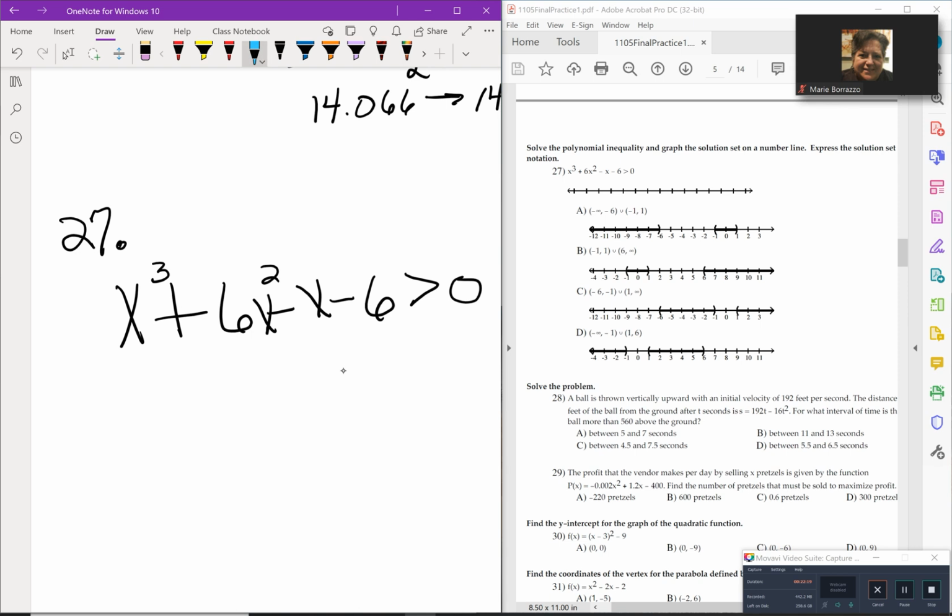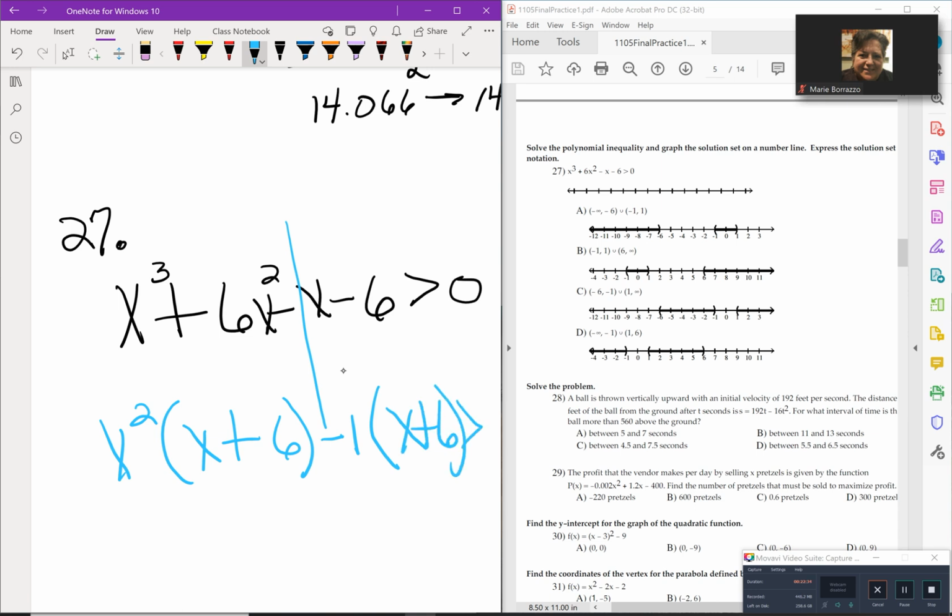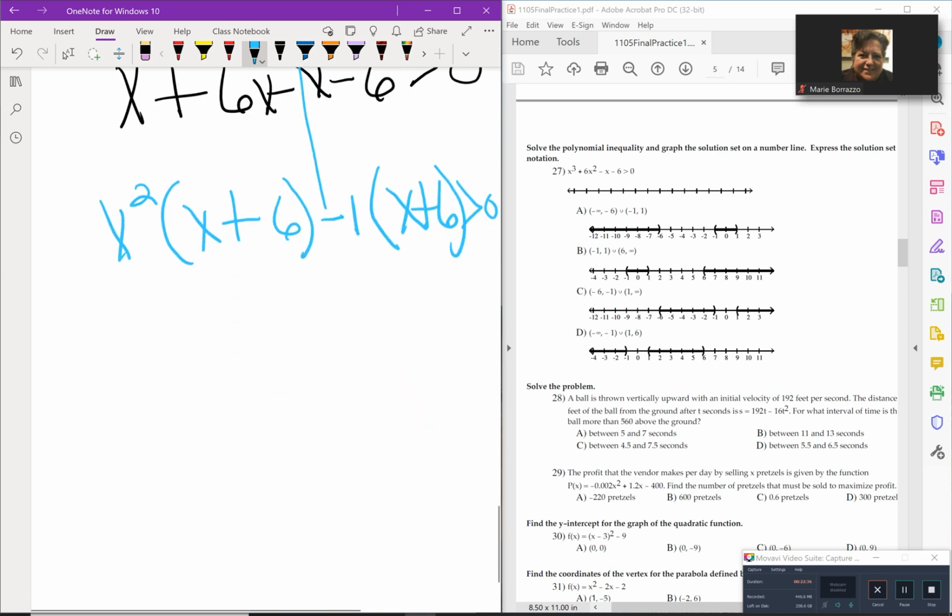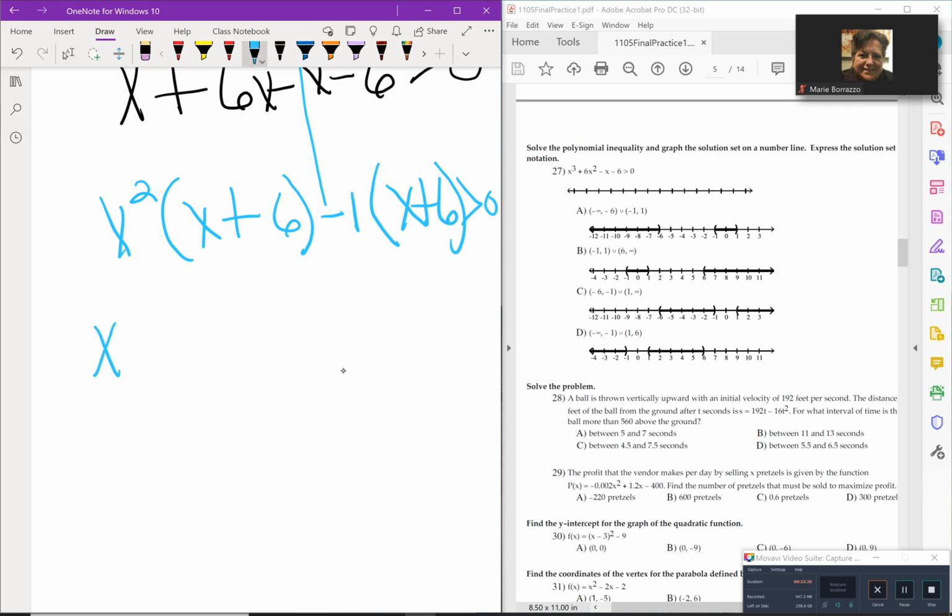Okay, so I'm going to factor by grouping. I'm going to pull out the x squared. This is going to leave me x plus 6. And over here, I'm going to take away a 1, and that leaves me x plus 6. And this has to be greater than 0. So my two factors are x minus 1, x plus 1.